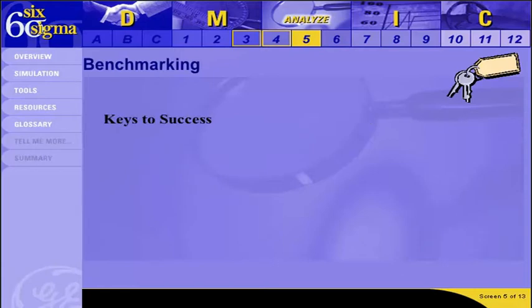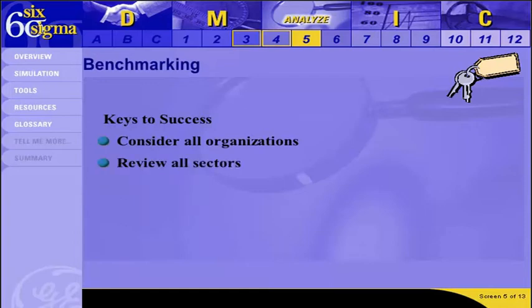There are three keys to success in benchmarking. Consider all organizations, not just corporations. Look at all sectors, including government, non-profit, and hybrid organizations. Corporations don't have all the answers. And look at both domestic and international organizations.